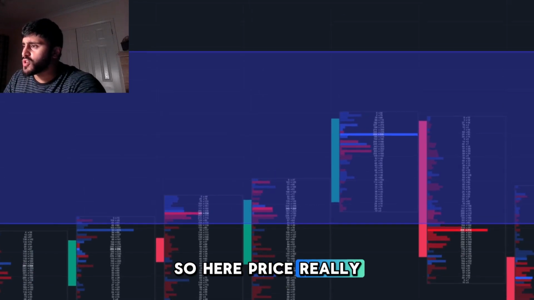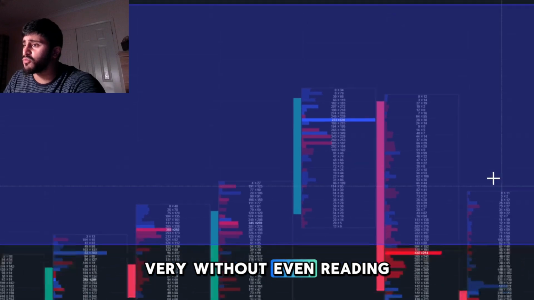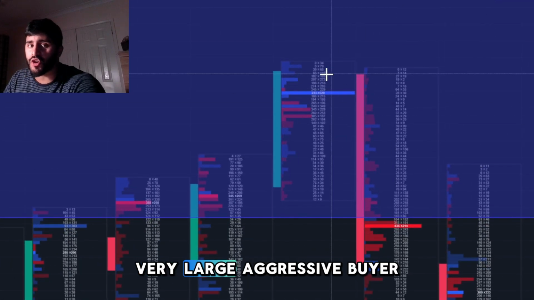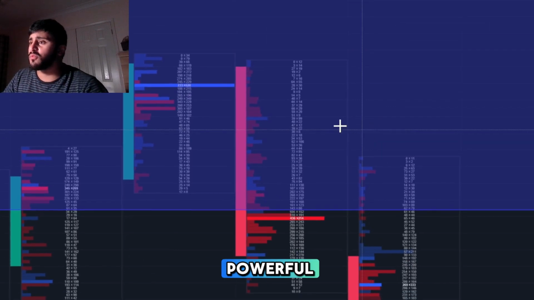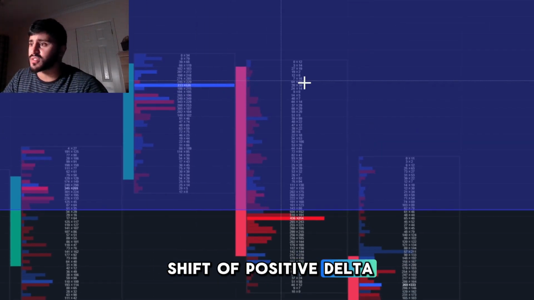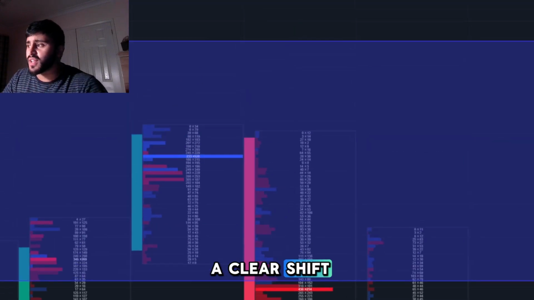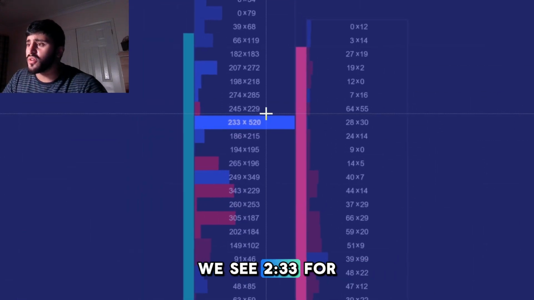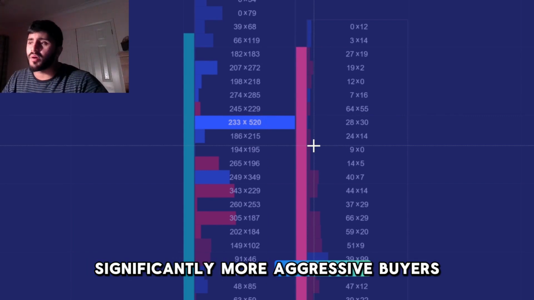So here price really comes in and tests the zone itself. And notice how, without even reading the numbers, we have a very large aggressive buyer stepping in over here. And this is where the delta becomes super powerful, when we see a shift of positive delta down to negative delta. So we see such a clear shift and these buyers have failed. We see 233 for 520, significantly more aggressive buyers and sellers, right?